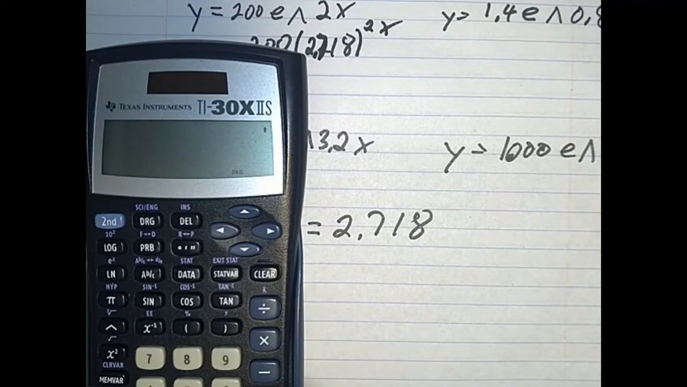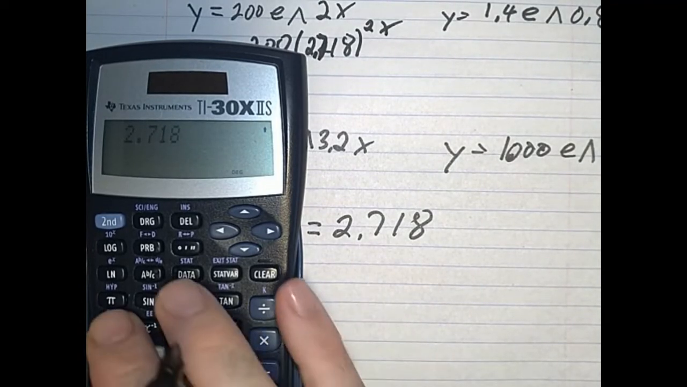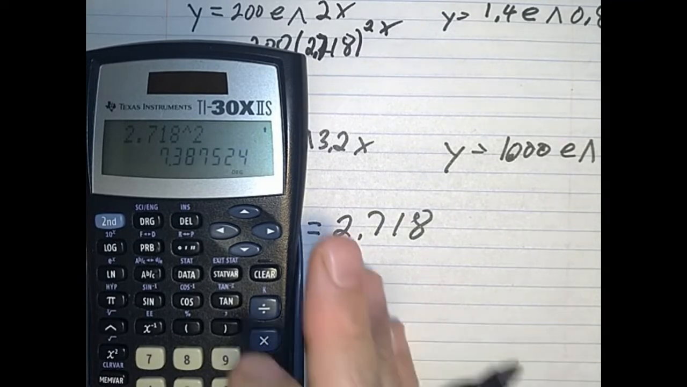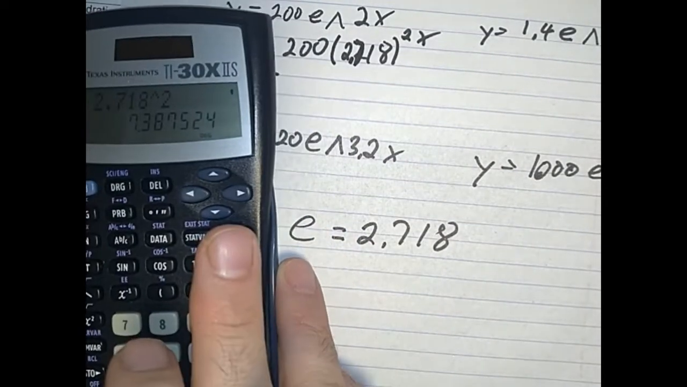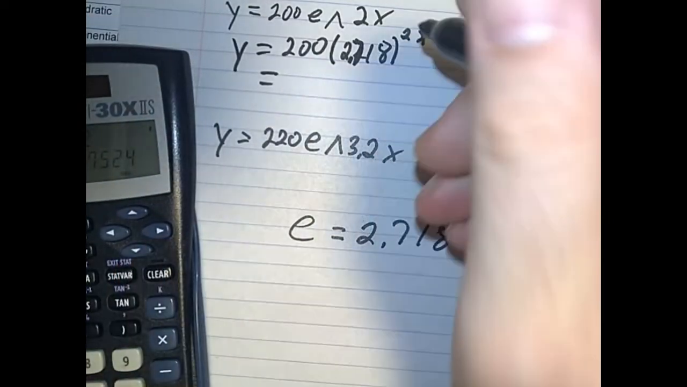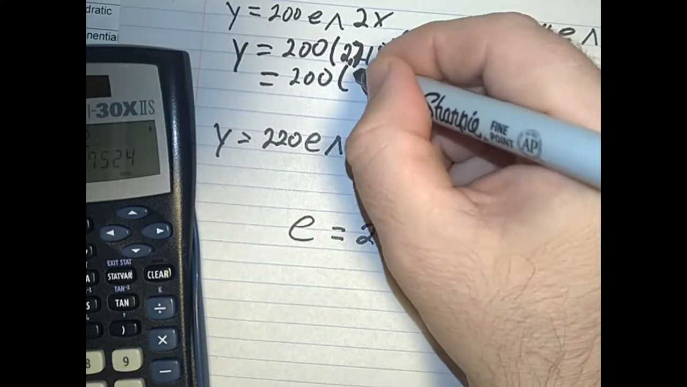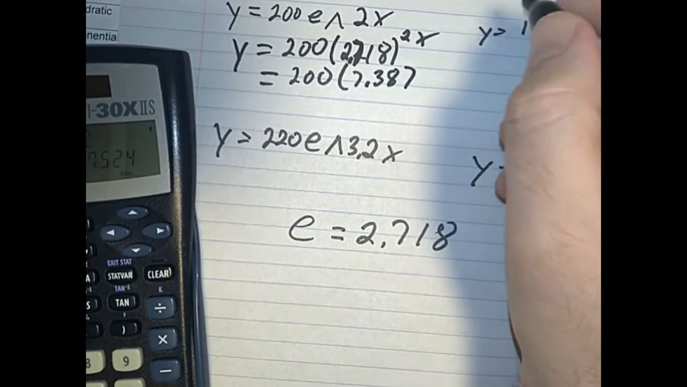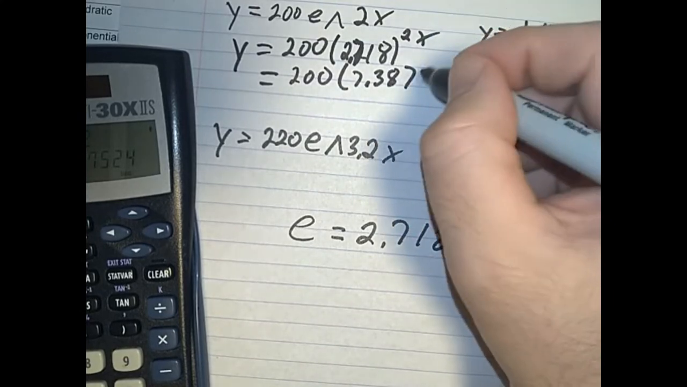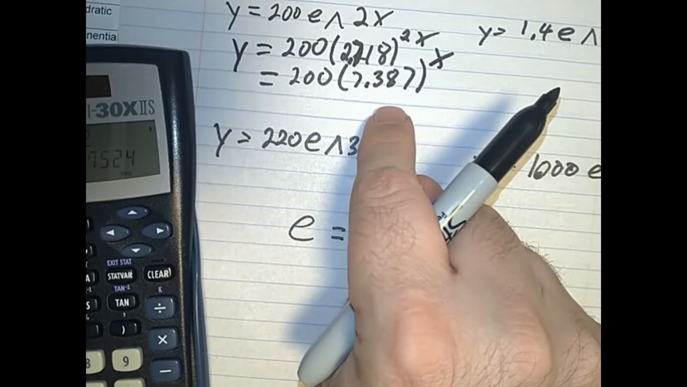So now when you put it in your calculator, it's 2.718 to the exponent 2 in the official way, so that's 7.387, right? So it's 200, and then a bracket, 7.387, to the exponent x. So this is where the x goes with that number.